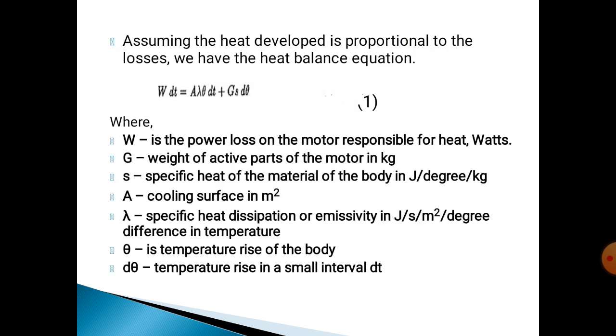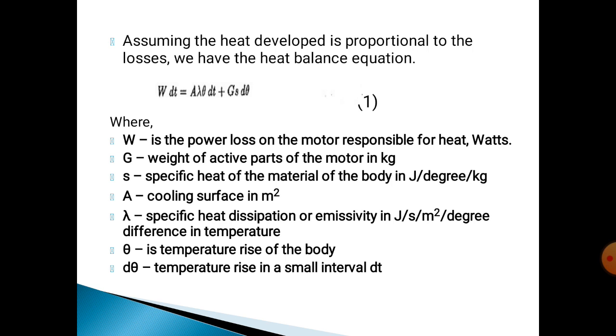First we have assumed heat developed is proportional to the losses. We have the heat balance equation: W into dt is equal to A into lambda into theta into dt plus G into S into d theta. W, as I told, is the power loss of the motor responsible for heat. G is the weight of the active part of the motor. S is the specific heat of the material of the body. A denotes cooling surface area. Lambda denotes specific heat dissipation or emissivity per difference in temperature.